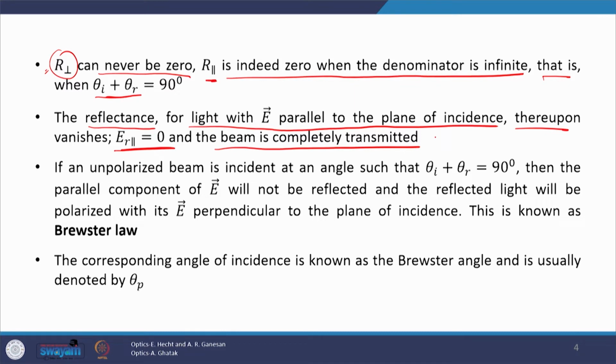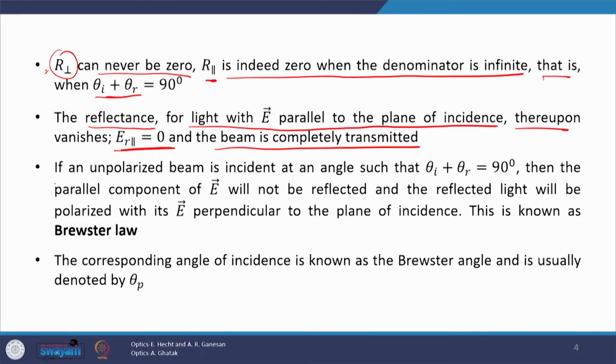Okay, we are launching a light at a certain angle of incidence, which has a polarization parallel to the plane of incidence. In this particular case, there would be no reflectance, there would not be any reflected light, and therefore, all the light will go into the second medium, all the light would be transmitted.